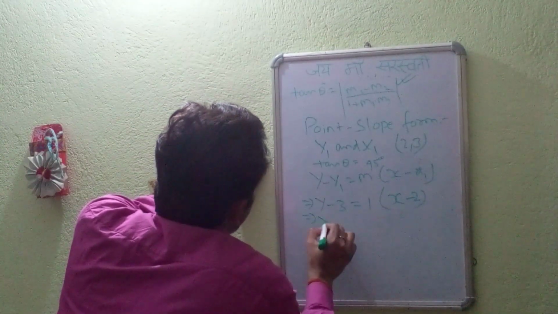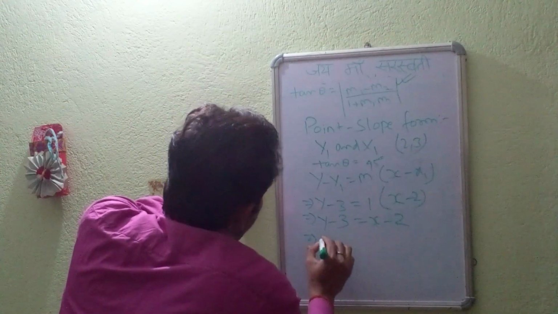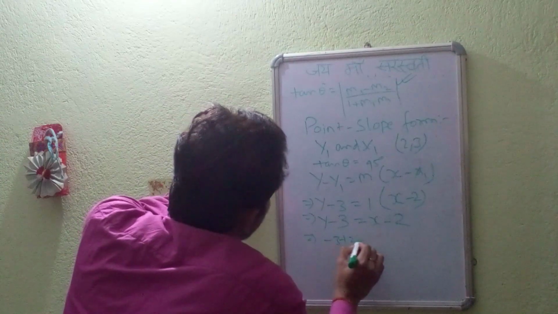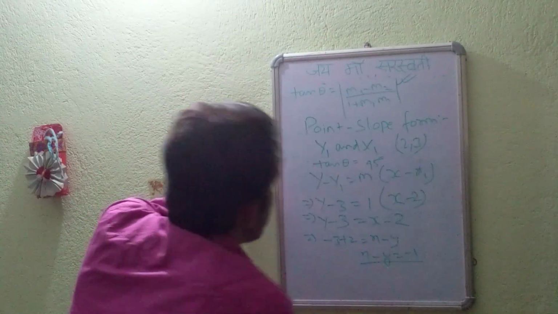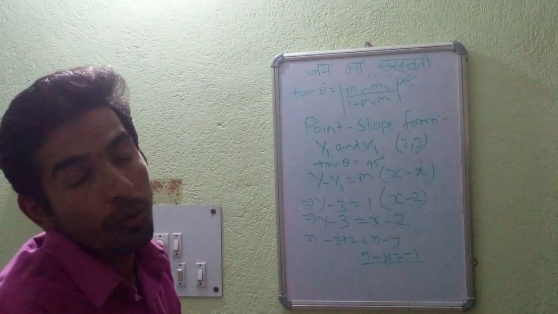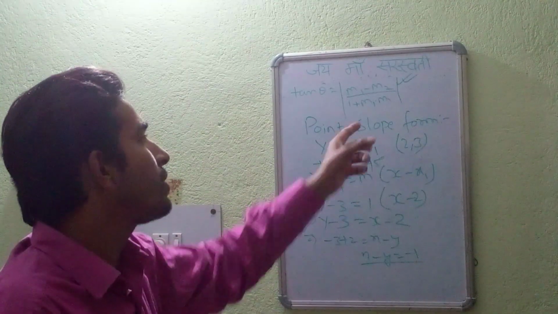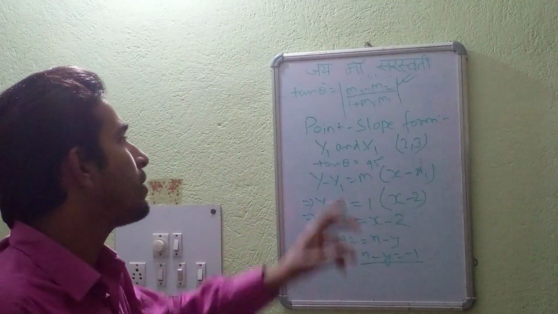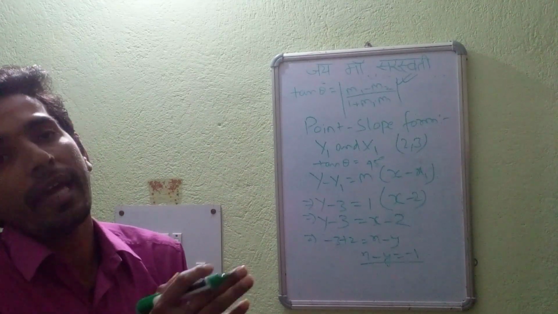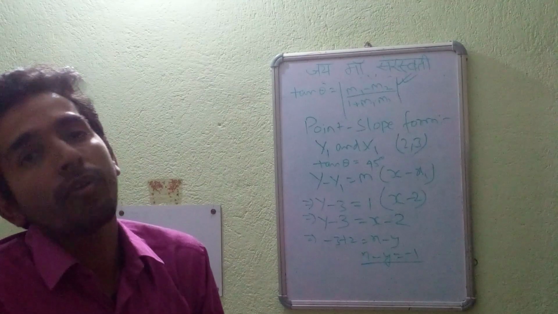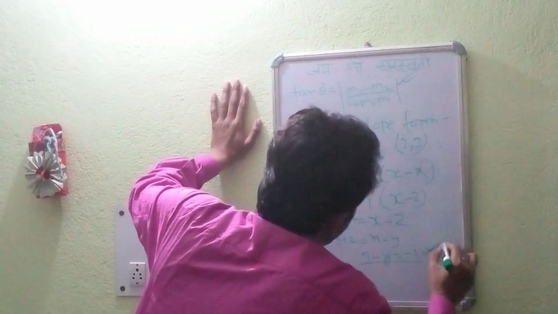So we will be simplifying this equation, and post simplification we are getting one equation: minus 3 plus 2, x minus y will be equal to minus 1. So this is the requisite equation. This is the required equation in which that straight line is passing through the point 2, 3 and has a slope, and this particular line is inclined on the x-axis at 45 degrees with the positive direction of the x-axis. So in this case, this is the required equation.